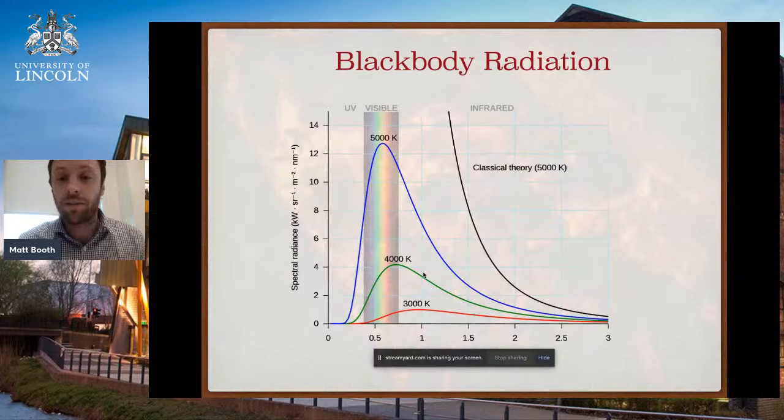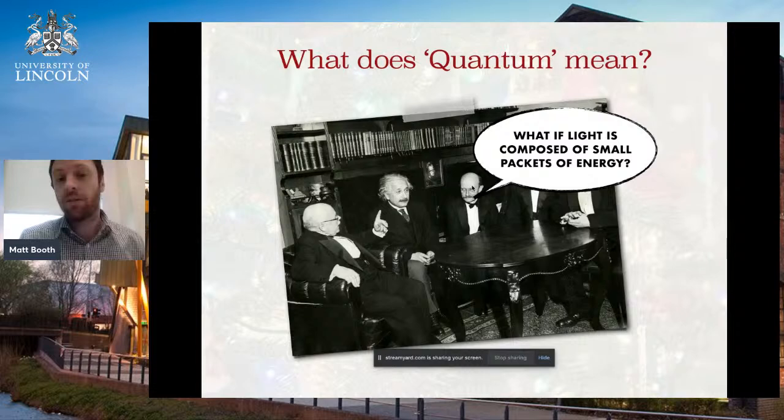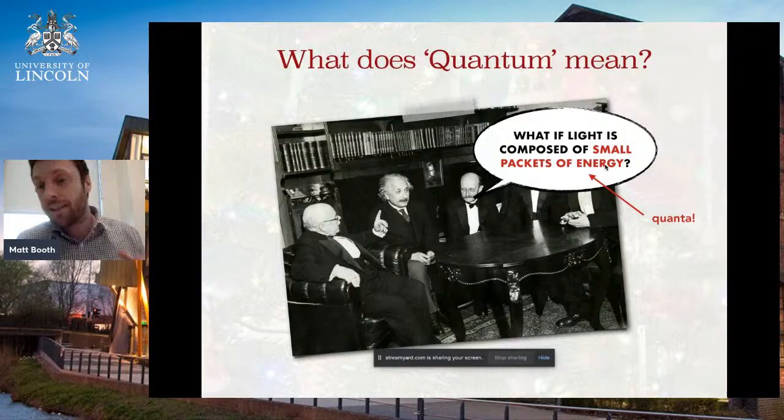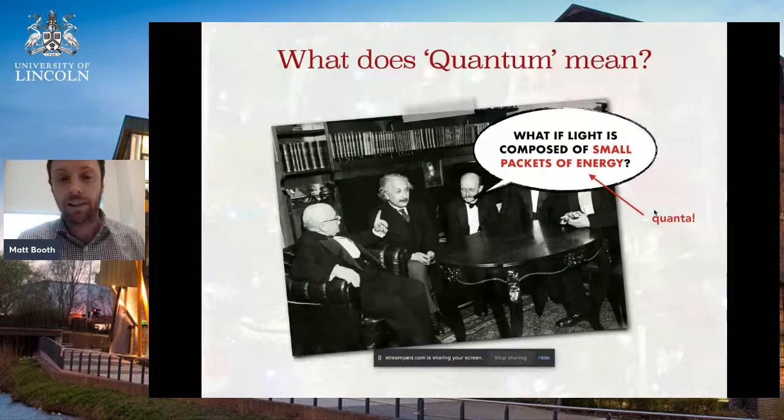And around the turn of the 20th century, this was kind of solved by Max Planck. So that's this person here. Doesn't look very happy. But he did solve this problem by thinking about energy or light as being composed of small packets of energy. These small packets of energy, discrete quantities of energy, are what we know as quanta in modern physics.